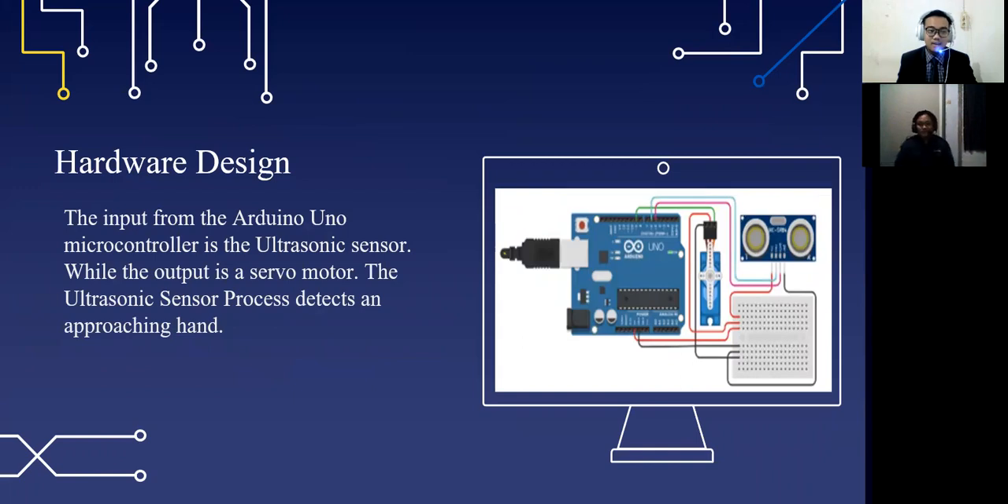And this is the hardware design. The input from the Arduino Uno microcontroller is the ultrasonic sensor, while the output is a servo motor. The ultrasonic sensor process detects an approaching hand. And just as explained in the previous flowchart, the system will make the servo motor move and issue antiseptic hand sanitizer. The function of the servo motor is for driving, and it serves to push the cleaning fluid out. Please next.